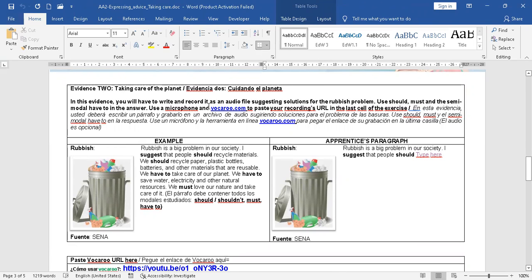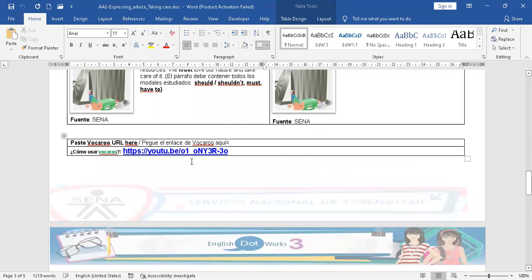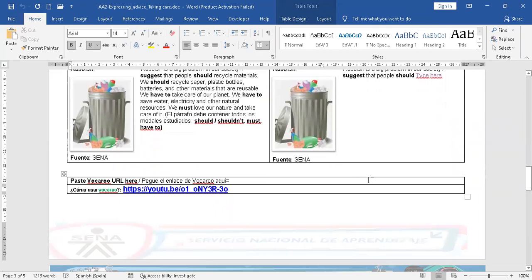Use a microphone or Buckaroo to place your recording's URL in the left cell of the exercise. La última celda del ejercicio. Here we have a tutorial I made for you. Este es un tutorial que yo grabé para ustedes donde les explico cómo usar Buckaroo. Y cuando ustedes graben la evidencia, copien acá el link, por favor.